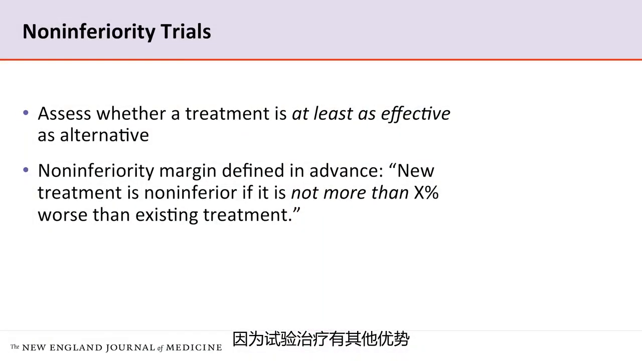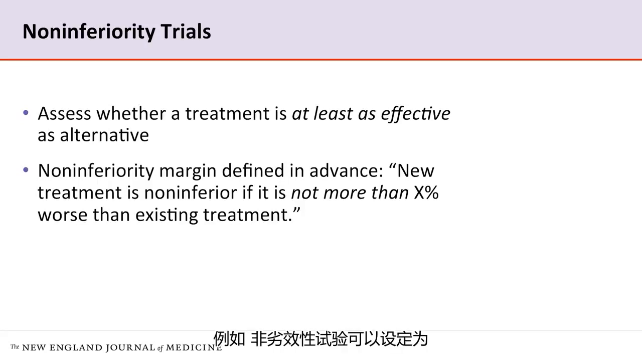It is often sufficient to demonstrate that a treatment does not have worse efficacy than a comparator treatment, because the treatment has other advantages, such as convenience of oral dosing rather than intravenous dosing, less toxicity, or lower costs. Non-inferiority trials assess whether the efficacy of a treatment is not worse than an alternative treatment. The non-inferiority margin is defined in advance.